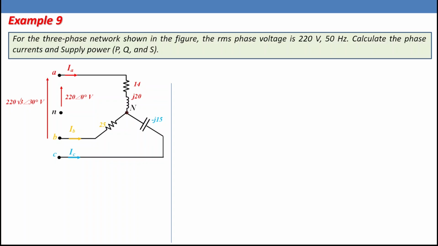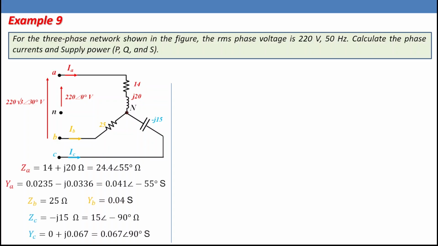Example: for the three-phase network shown in the figure, the RMS phase voltage is 220 volt, 50 Hz. We need to calculate the phase currents and supply power P, Q and S. If you notice here, we have no neutral wire, and the impedance ZA equals 14 plus j20, the impedance ZB equals 25 ohm pure resistance, and the impedance ZC equals minus j15, pure capacitance. So we are going to put the impedance in the polar and rectangular form, and also calculate the admittance for each one. So we have ZA, we are going to calculate YA, YB, and YC.